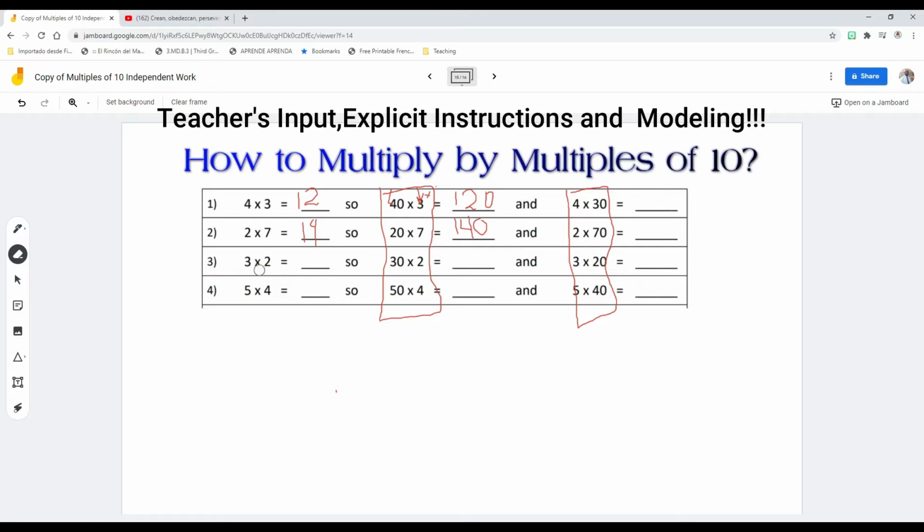Our next activity is to do exercise 3. Exercise 3 says 3 times 2. 1 times 2, 2 times 2, and 3 times 2. If you add these numbers together, it's going to be equal to 6. So 3 times 2 is equal to 6. Now the 3 has a 0 added to it to become 30.